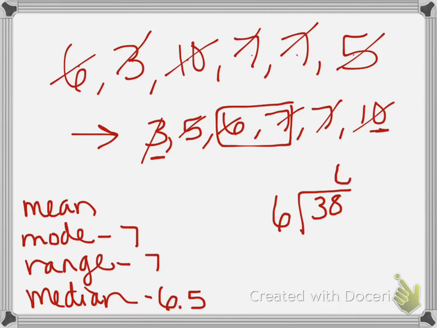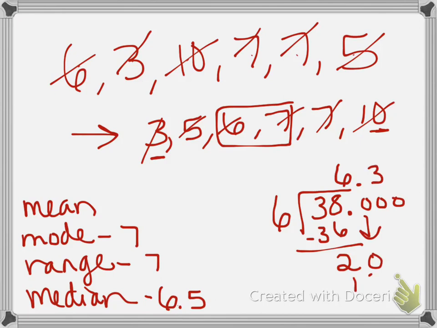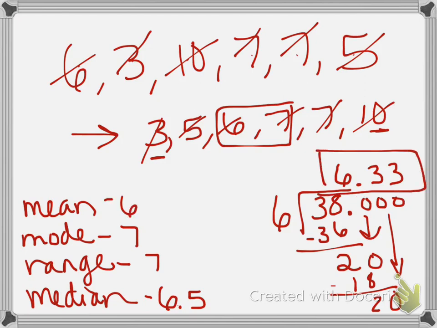6 goes into 38 6 times, and I get 36. I'm going to subtract, and I get 2. And I know I'm going to need a decimal, so I'm going to put some zeros down. I'm going to drop my 0. 6 goes into 20 3 times. I get 18. Subtract, drop down another 0. 3 times, and we know that's just going to be repeating and repeating. So my mean for these numbers is 6.33.